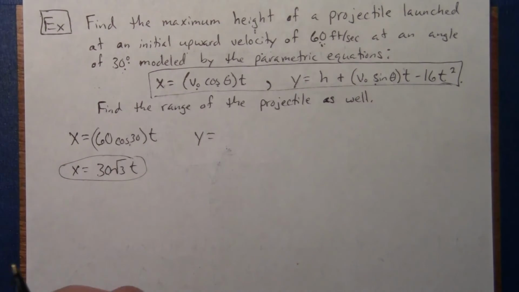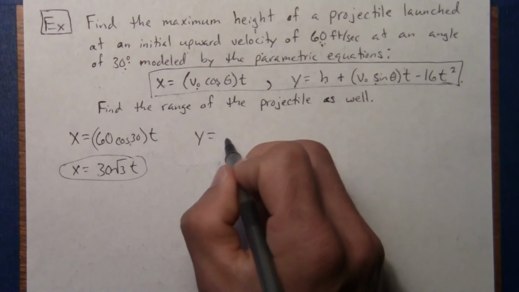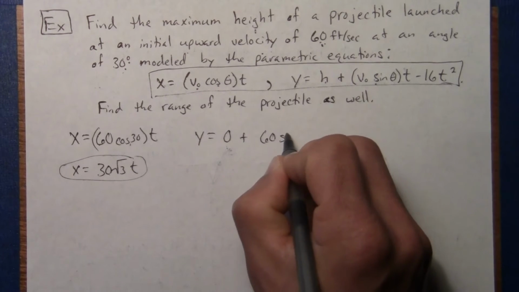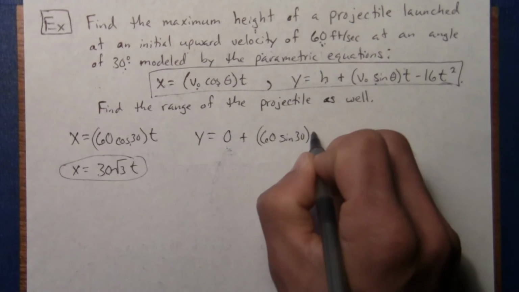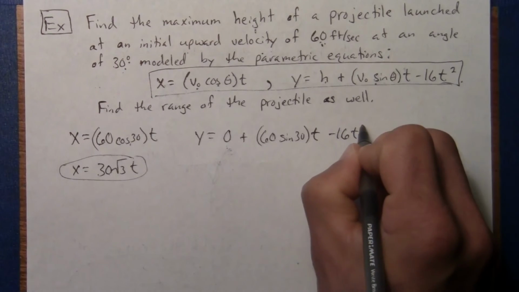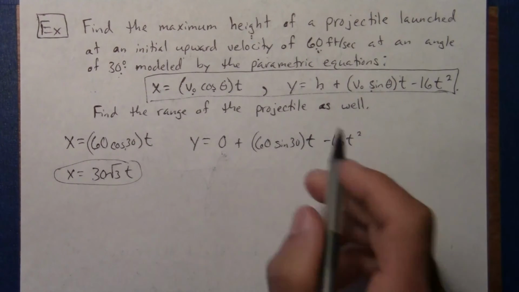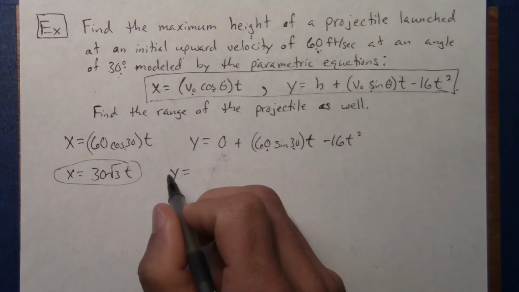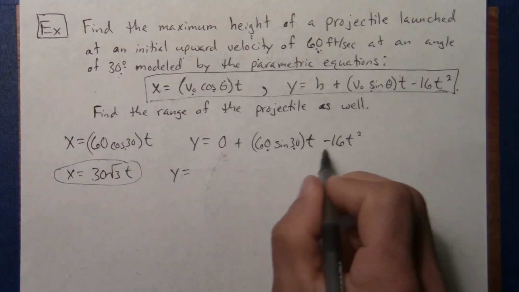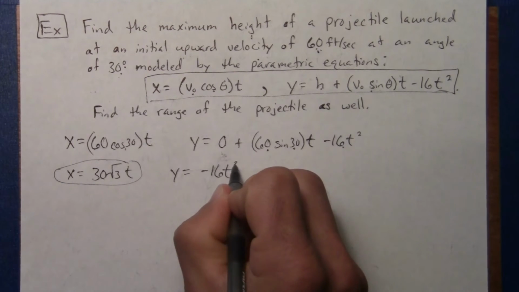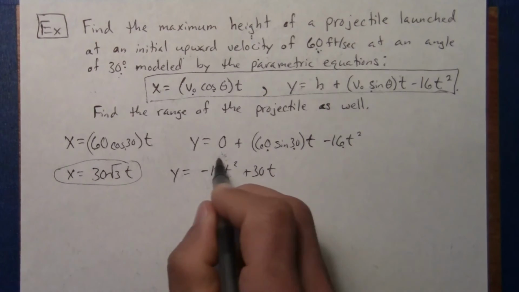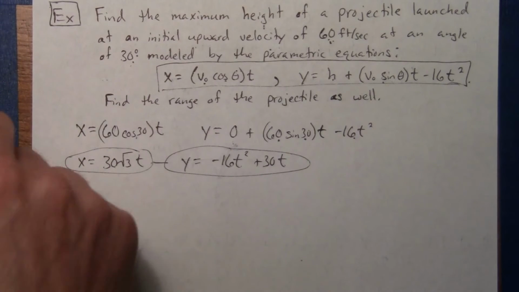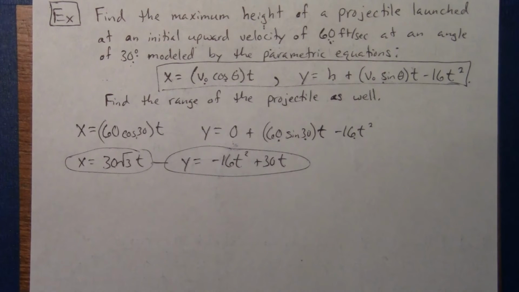My y parametric equation is the height, which they don't mention anything about, so I have to assume it's 0, plus v sub 0, which is 60, times the sine of the angle, which is 30, which is 1/2, times t minus 16t squared. So 1/2 of 60 should give me 30, so my equation for y is y equals, I'm going to put the squared term first, negative 16t squared plus 30t. Alright, so there are my parametric equations, and now I'm going to write it in standard form, or I'm going to eliminate the parameter.